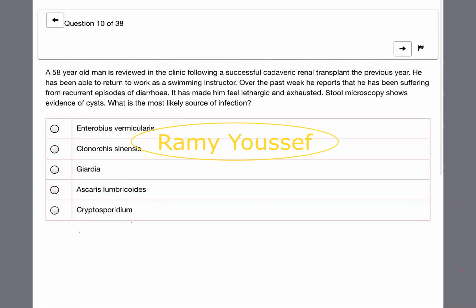Enterobius vermicularis, Clonorchis sinensis, Giardia, Ascaris lumbricoides, and Cryptosporidium. He is a renal transplant patient and a swimming instructor. I have two suggestions: either Cryptosporidium or Giardia because of cysts. But I'm going with Crypto because of the renal transplant. Crypto also affects transplant, immunosuppressed patients.